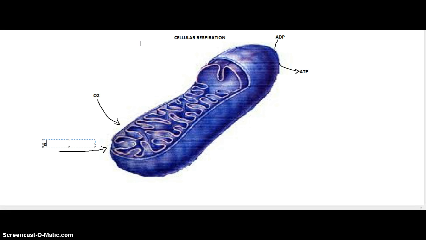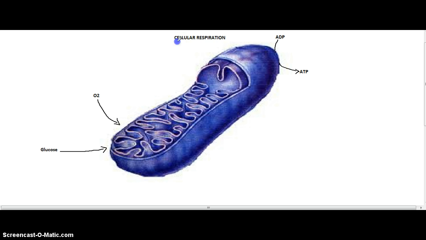You need glucose. Okay, and where does glucose come from? Glucose comes from photosynthesis. Plants make it. Well, any autotrophic organism makes glucose on its own. Okay, so we have photosynthesis and chemosynthesis, but chemosynthesis, don't worry about that right now. We're not talking about that. We're talking about cellular respiration.